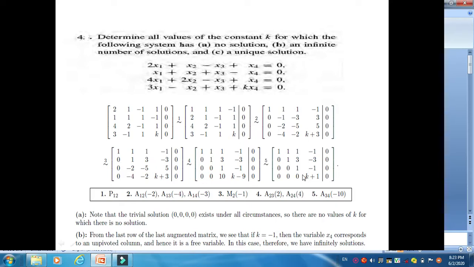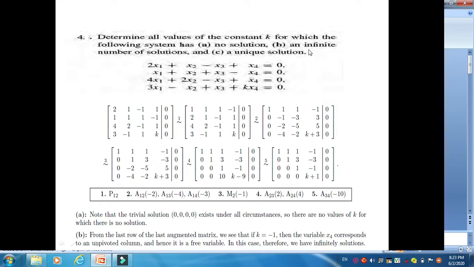So it means if you put all the values of k from minus infinity to plus infinity, we do not satisfy that condition of inconsistency for this system of equations. So it means there are no values of k for which there is no solution. For all values of k there exists a solution here, and the trivial solution is 0, 0, 0, 0, right? So that means we cannot find no solution in the last matrix. There always exists one solution here.